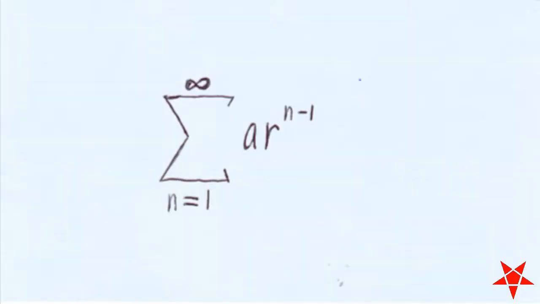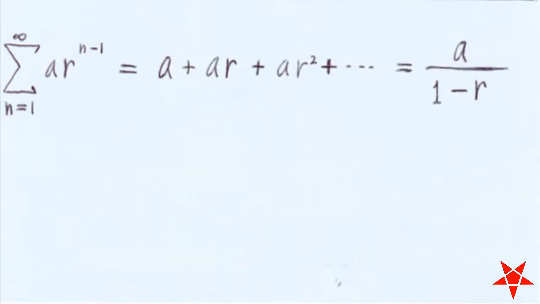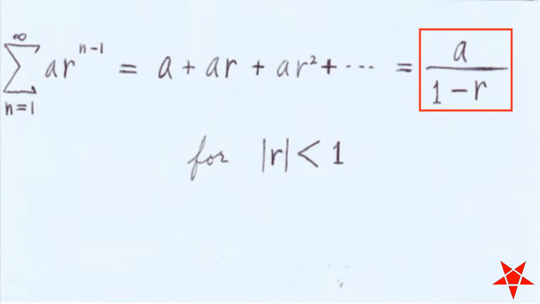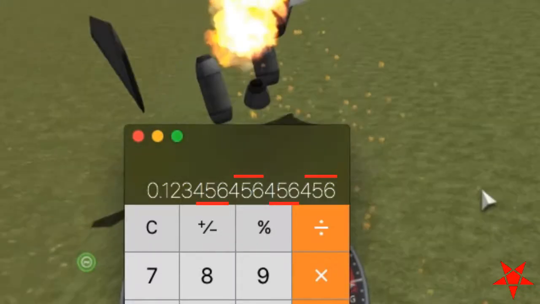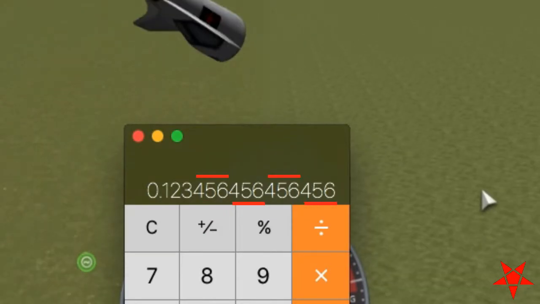This is a geometric series. It consists of a real number a multiplied times the summation of powers of a real number r. For absolute values of r less than 1, the series converges and can be represented as a over 1 minus r.